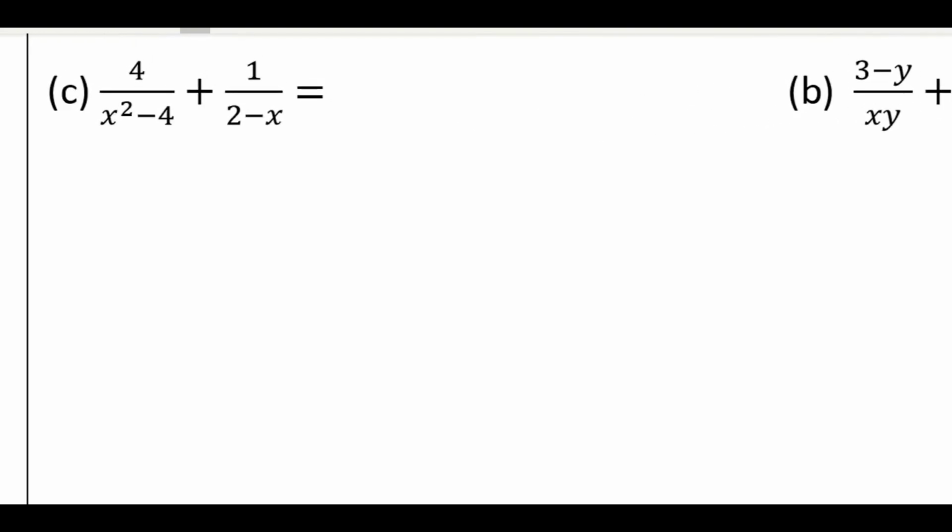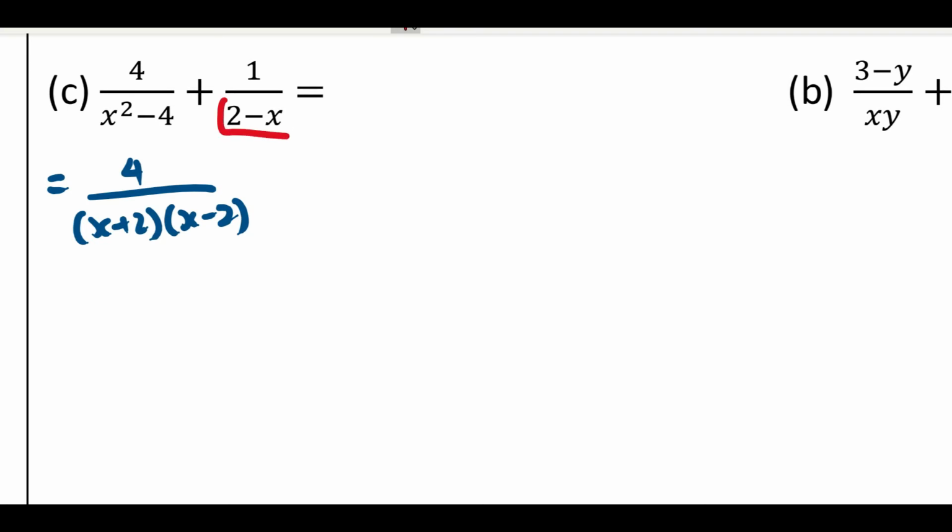A very common question also. x squared minus 4. Algebraic rule number 3. So this guy will become equal to 4 over x plus 2, x minus 2. And then, we know that we need this to be x minus 2. I want to change it to x minus 2, so this sign will become minus 1 over x minus 2.